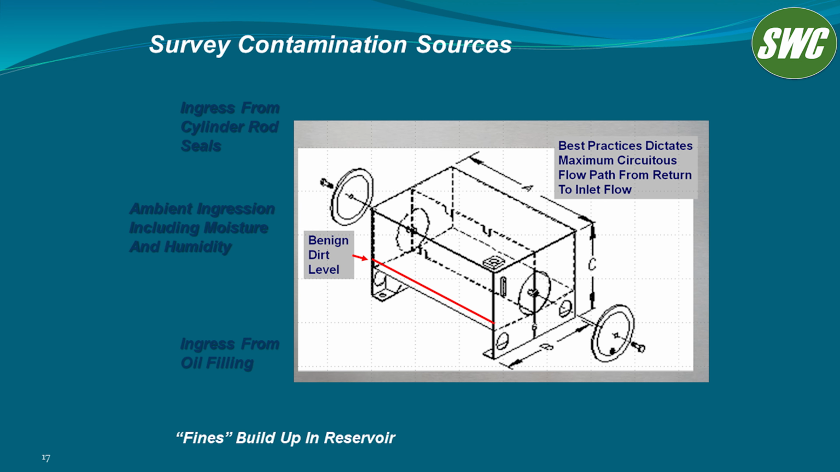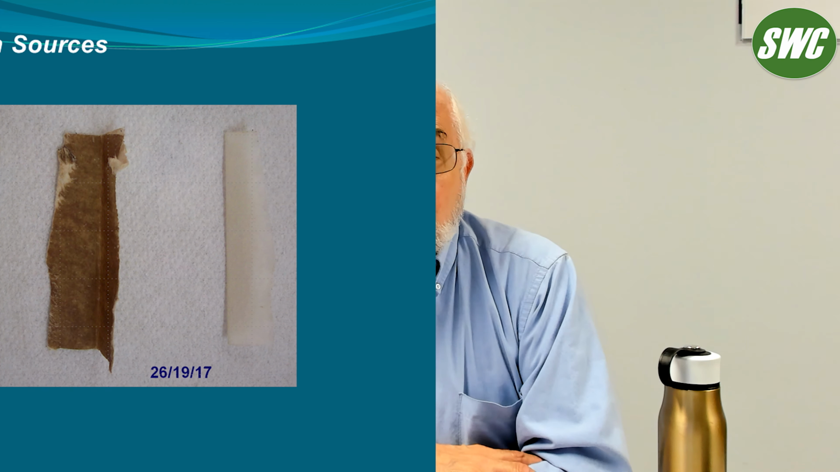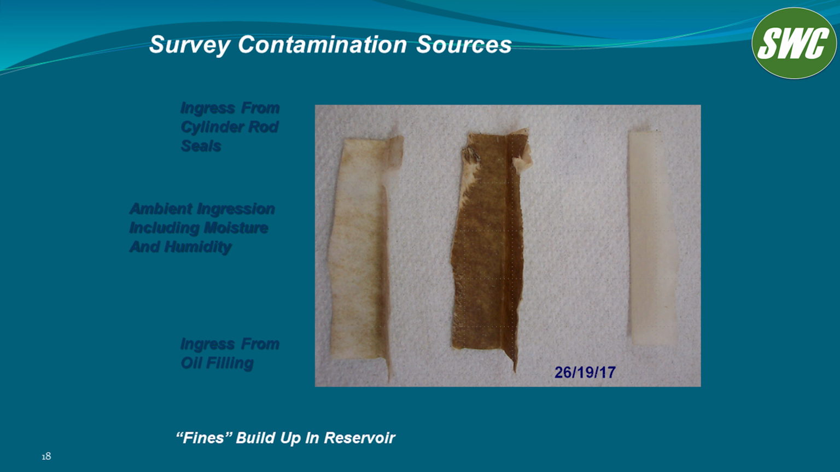Reservoirs, again, are designed to settle out contaminants, but you reach a certain level, which is the benign dirt level, and once you get above that, the fine particles get into the stream. Filter layer analysis can identify a fines problem when you see that the outer layer, which is the gross contaminant layer, is not appreciably gathering contamination, and the major deposition of contaminants is on the second layer.